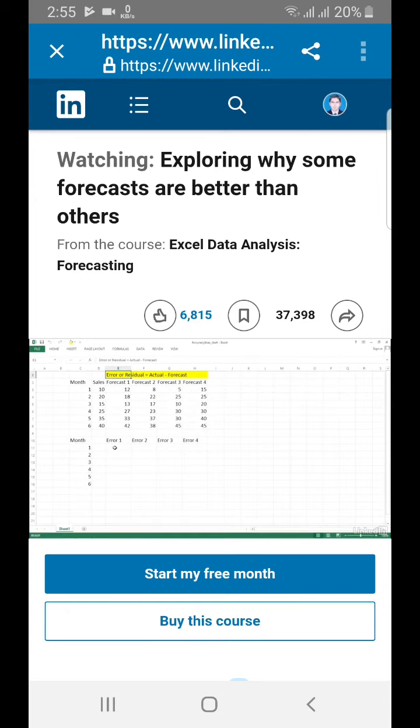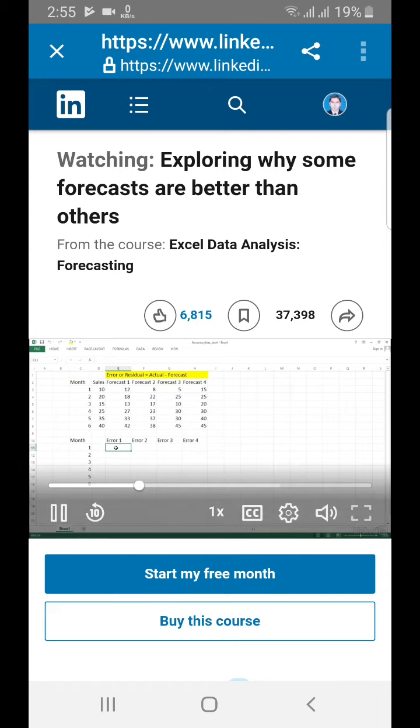And so let's create the errors for each of these 4 forecasts, and I think it'll be clear to you which of these forecasts are better than others, and that'll lead us into our discussion of accuracy and bias. So we'll have to do a little bit with Excel formulas here, and you'll have to know the copy command.